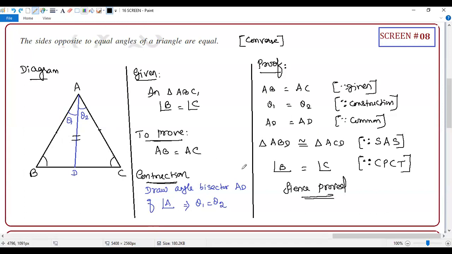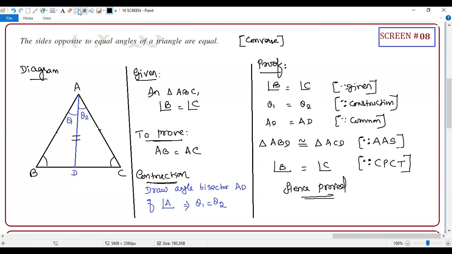Which criteria is going to work? Are you clear? Here in the given, nothing else needs to change. In the given, angle B equal to angle C, theta 1 equal to theta 2, construction AD is common. Now this and this are equal, but the criteria have to be changed.